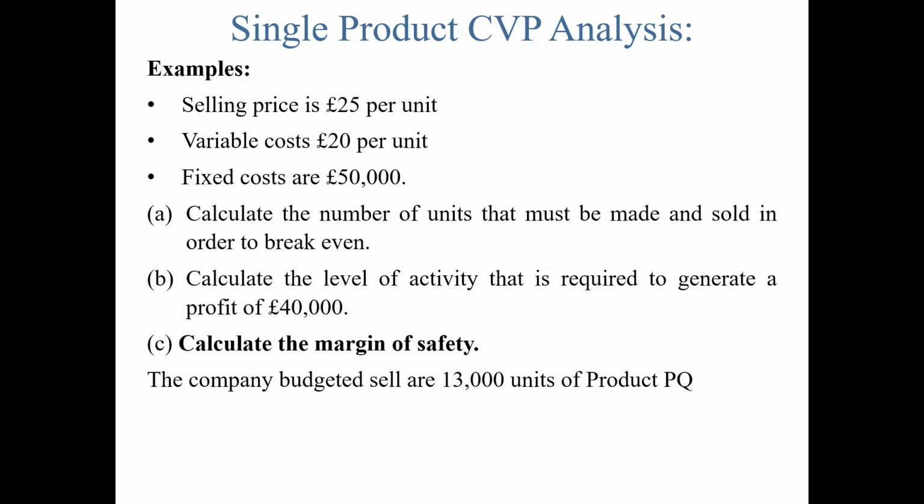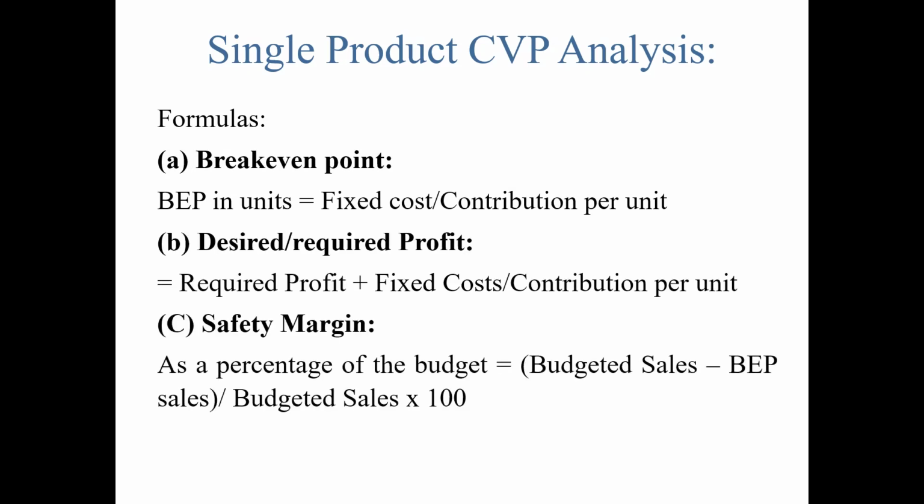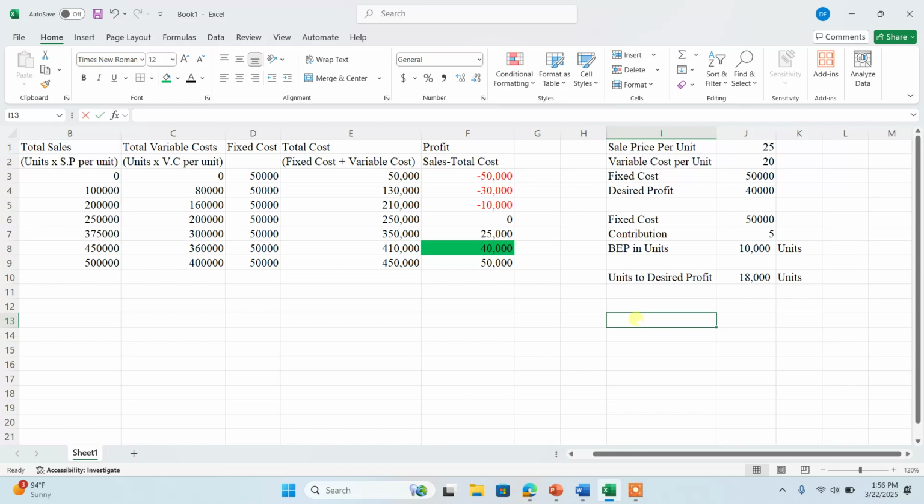So the formula for the margin of safety is budgeted sales minus break-even point sales, and then divide by the budgeted sales. Let me show you from the formula slide. I want to calculate it as a percentage. So budgeted sales, in this case 13,000, minus break-even point, the number of units where my profit and loss was zero, which is 10,000 in our exercise, then divide by the budgeted sales, 13,000, and multiply by 100. So we will get the safety margin.